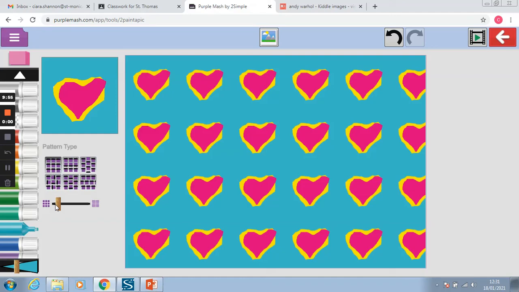It's just for you guys to have a little play around and to understand that the pop art that we're looking at is using blocks of different colours in repeating patterns.